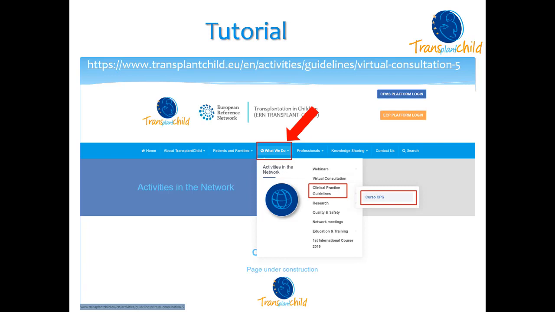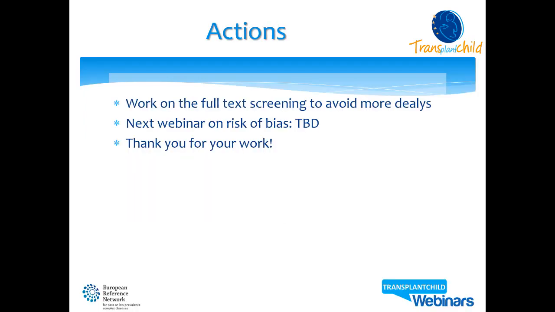Just remember that you have all the tutorials about the guideline development and some extra information about how to work with Covidence or with data extraction here on our website. So actions, just work on full text screening to avoid more delays. The next webinar will be on risk of bias. The date is not yet established because we have moved dates, so you will be informed.